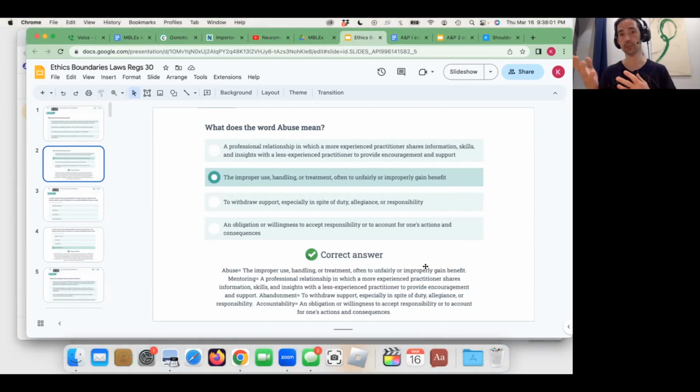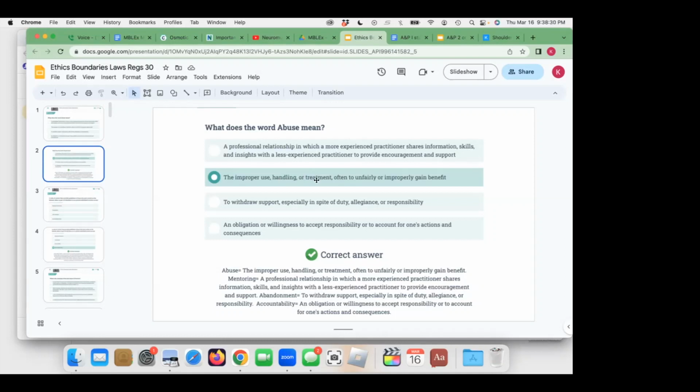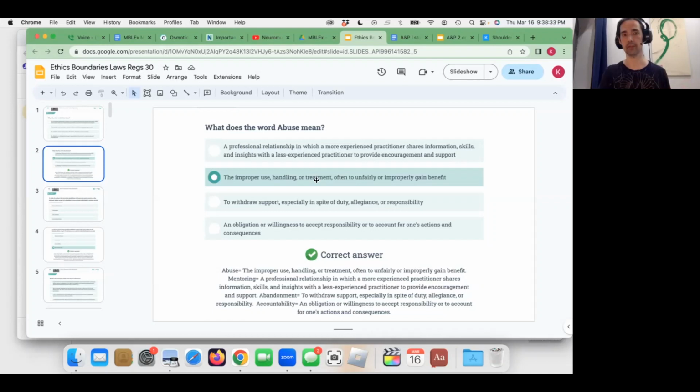Abuse can be financial, where perhaps you abuse the insurance billing system in order to gain a benefit. And there are, I'm sure, other kinds of abuse, but those are the two I think of right away. Improper handling of someone's health insurance, of someone's trust in you, or of the treatment, to gain your own benefit. And then to withdraw support, to withhold support. Yes, you can be abusive by withdrawing or withholding support.